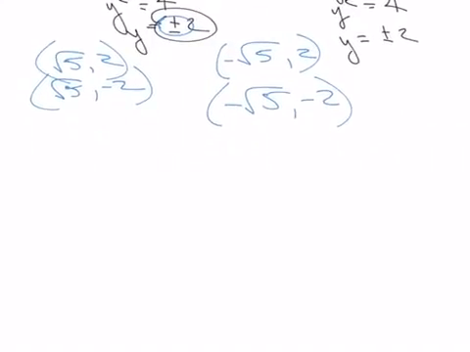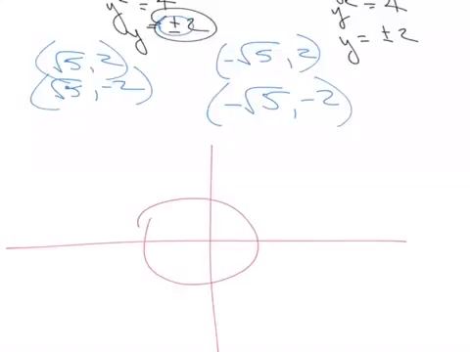Okay, so when I graph this, we're not supposed to graph this, but if I did, I'd get a circle, and I would get a hyperbola that looked like this. So here is my square root of 5, negative 2, my negative square root of 5, 2, my negative square root of 5, negative 2. Okay, so there's my 4 points where they intersect. And that's what these are right there.